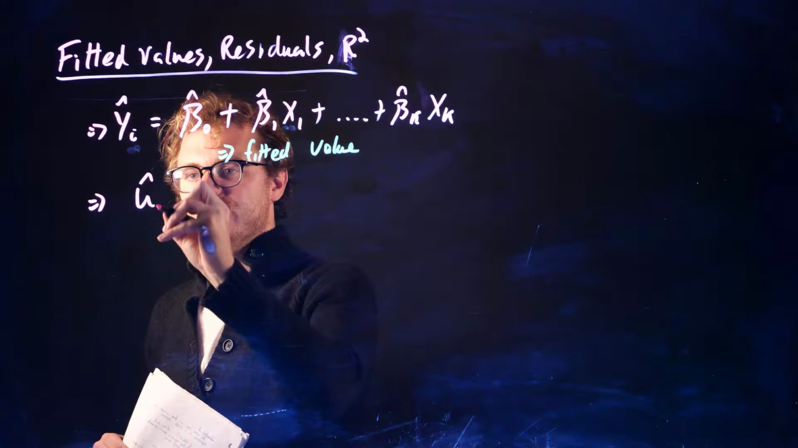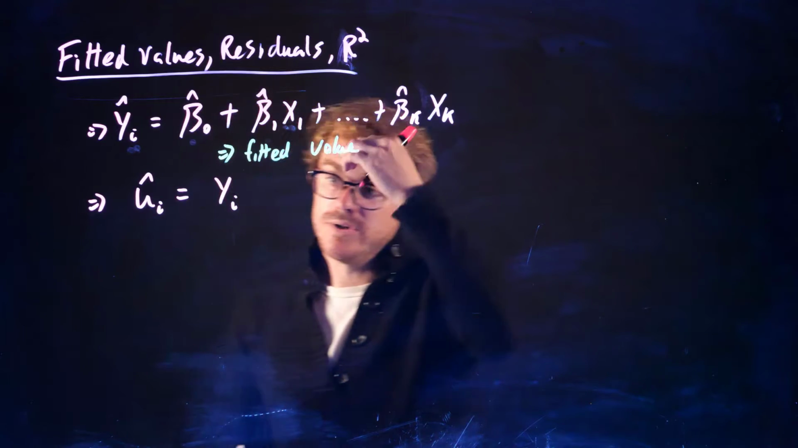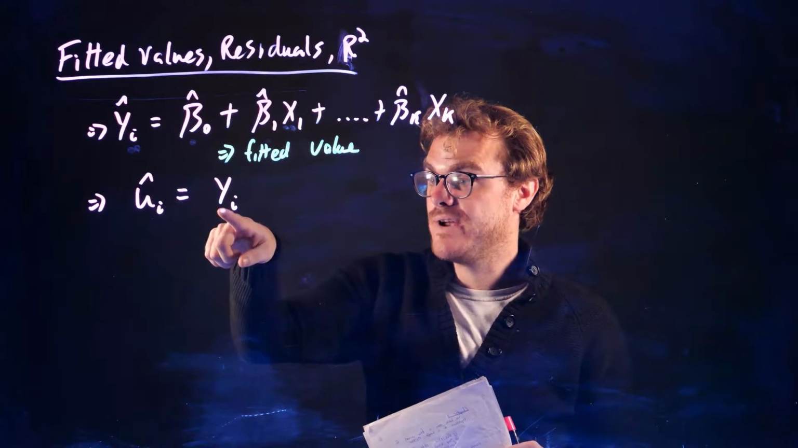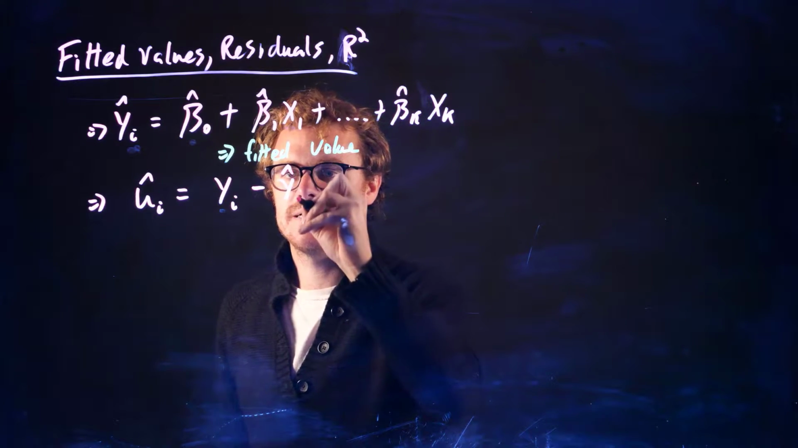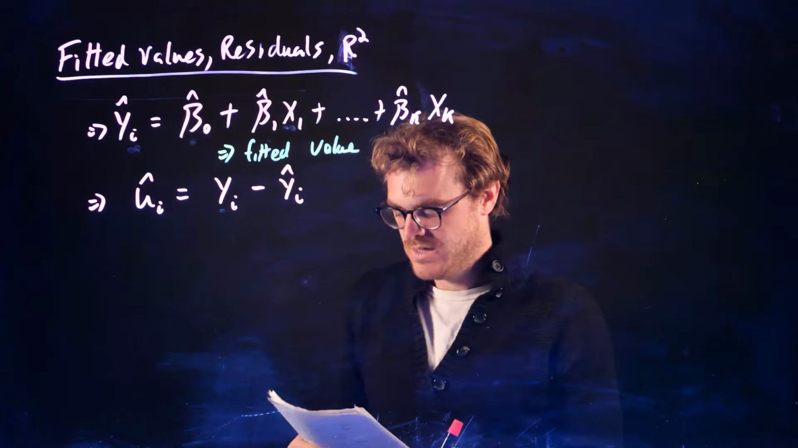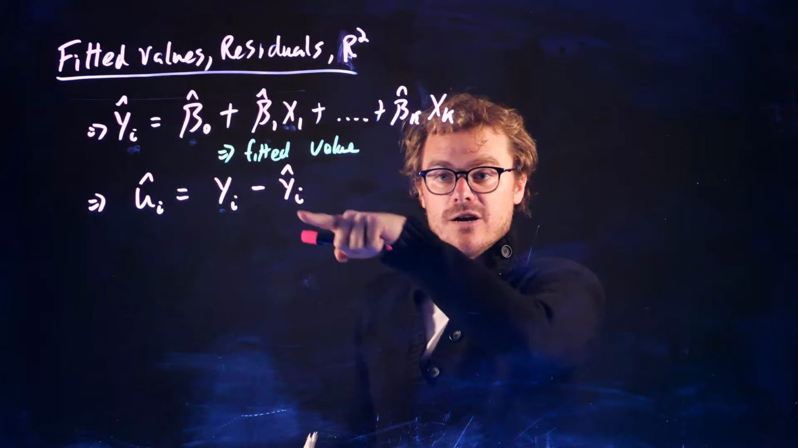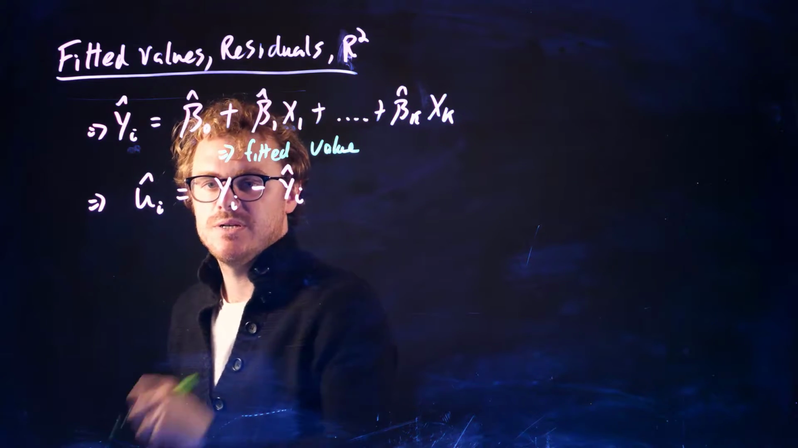We can do a residual for the ith person as well, and that equals the actual observed value for the person's dependent variable in the data set minus what their predicted value is going to be. So we could sub this expression for y hat into here if we want. So this is the residual.